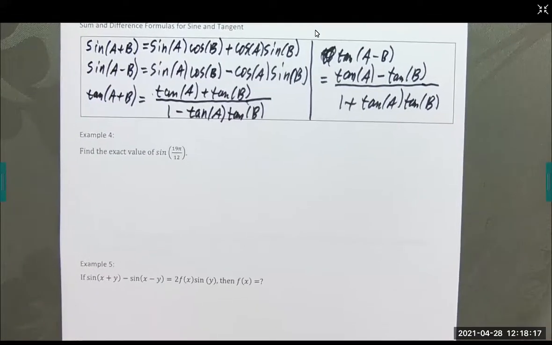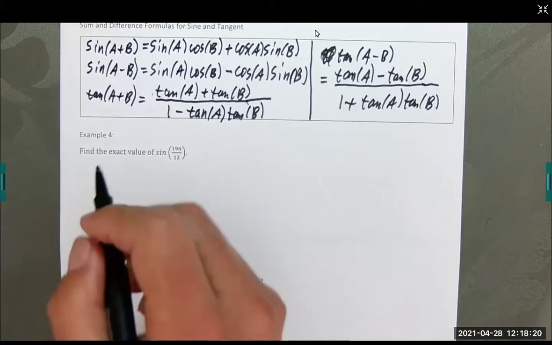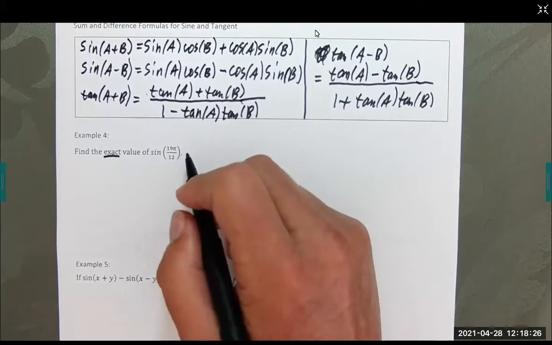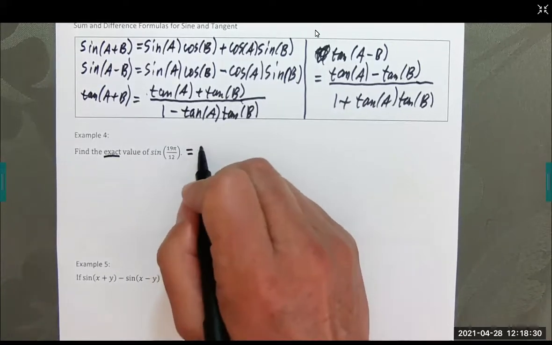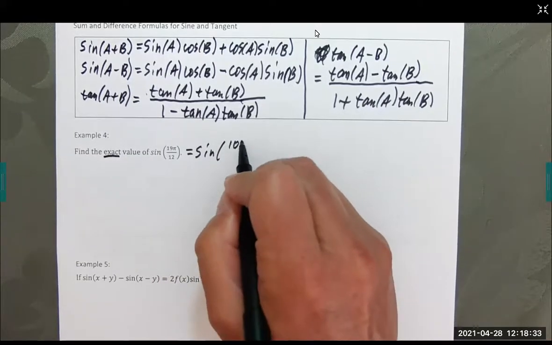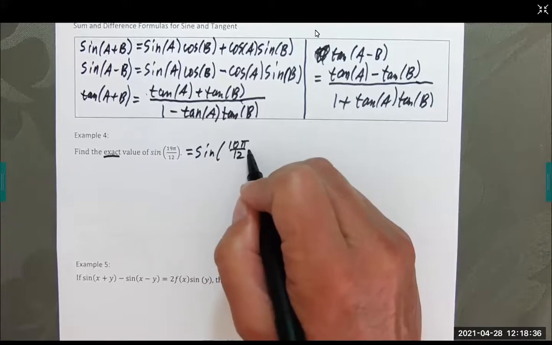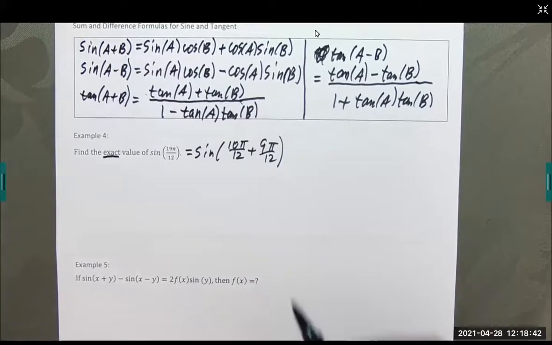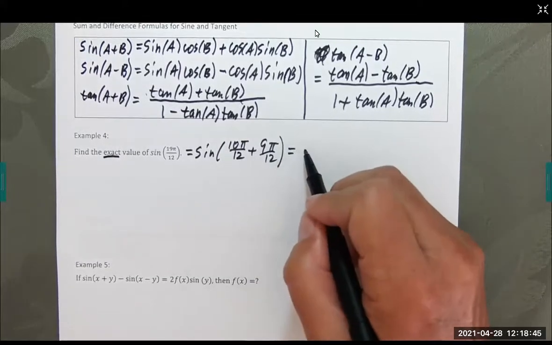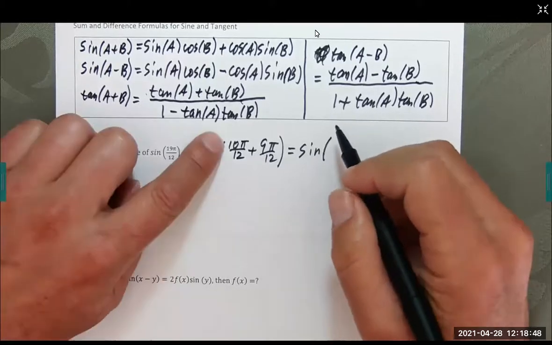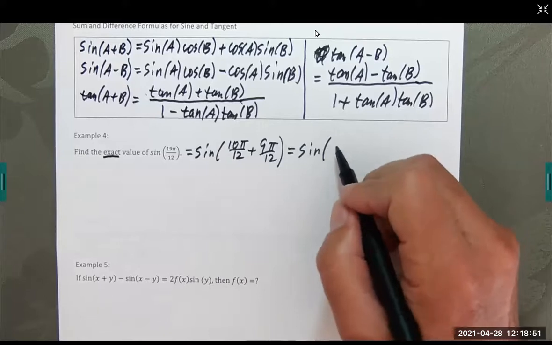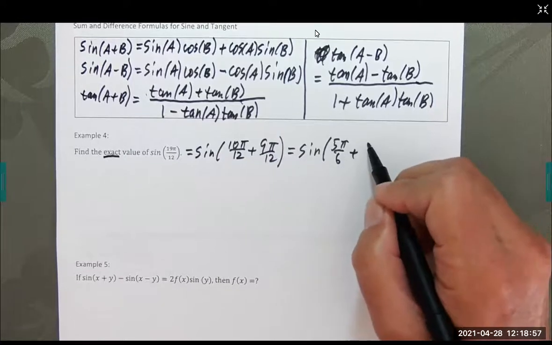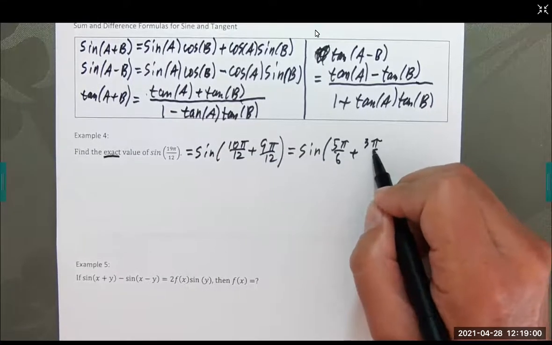So let's do an example. Find the exact, and again, it says exact, that means no decimals, value of sine of 19 pi over 12. I'm going to break this up into sine of 10 pi over 12 plus 9 pi over 12. Again, that takes quite a bit of practice to figure that out. The reason I knew this was because when I reduce these, 10 pi over 12 reduces to 5 pi over 6, which is in my unit circle. Also, 9 pi over 12 reduces to 3 pi over 4, which is also in my unit circle.